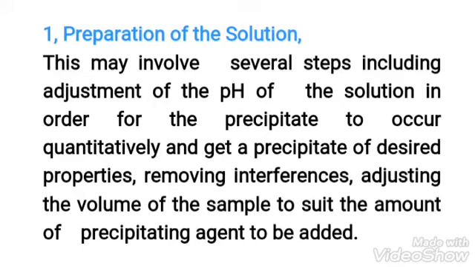1. Preparation of the solution. This may involve several steps including adjustment of the pH of the solution in order for the precipitate to occur quantitatively and get a precipitate of desired properties, removing interferences, adjusting the volume of the sample to suit the amount of precipitating agent to be added.